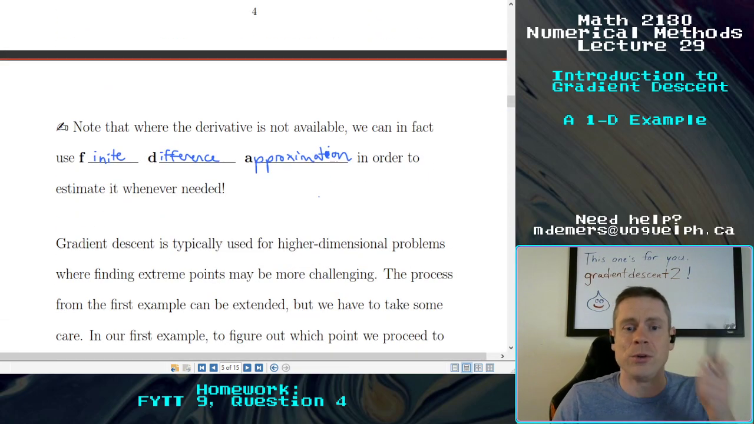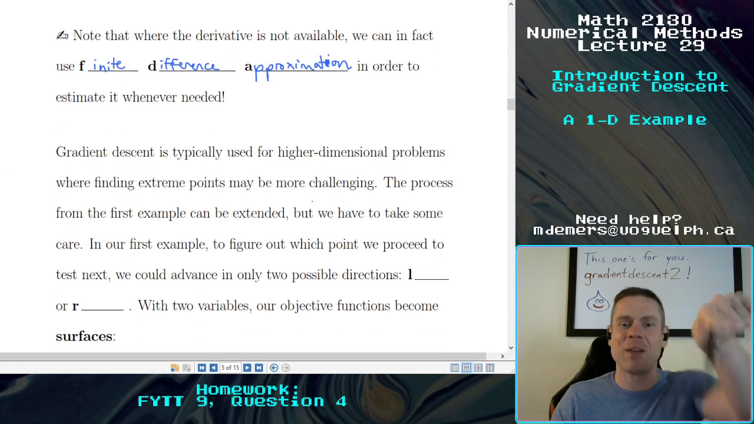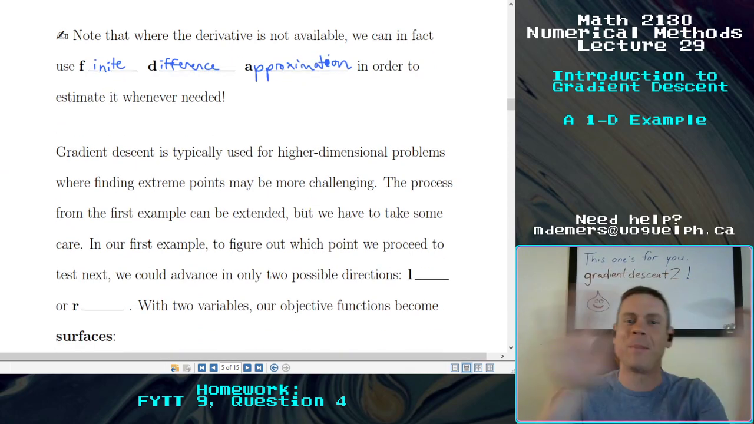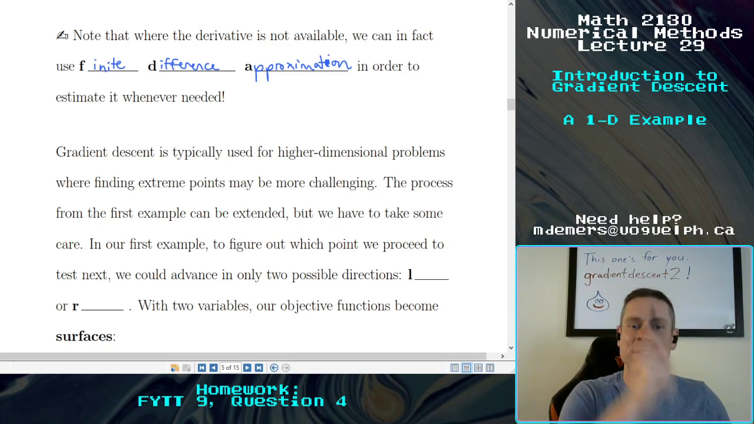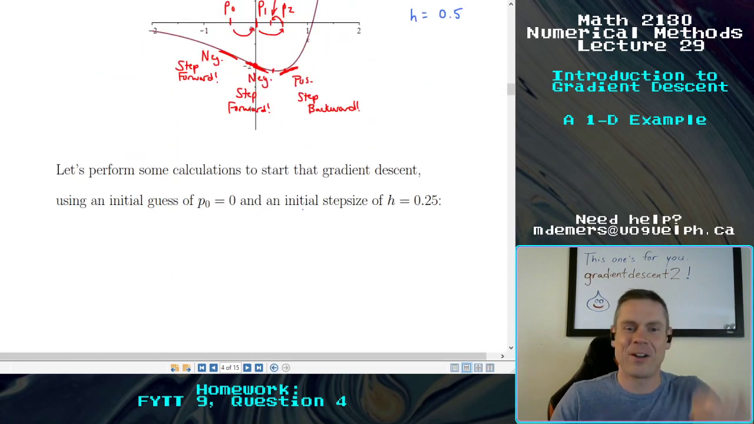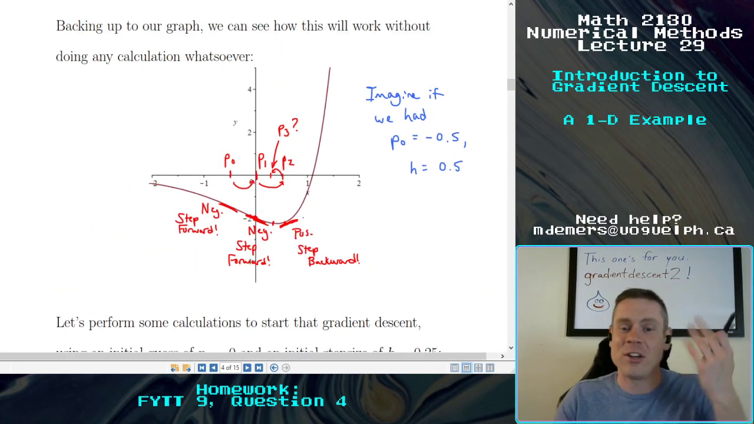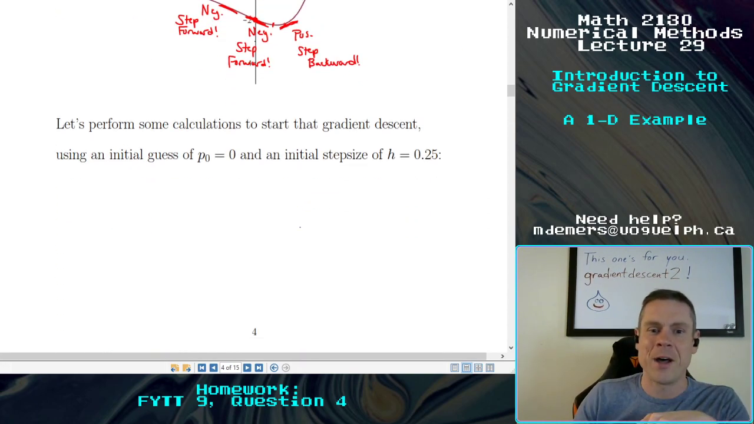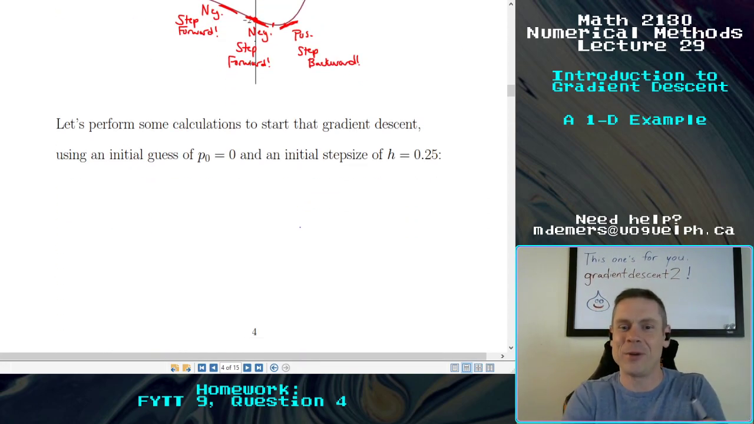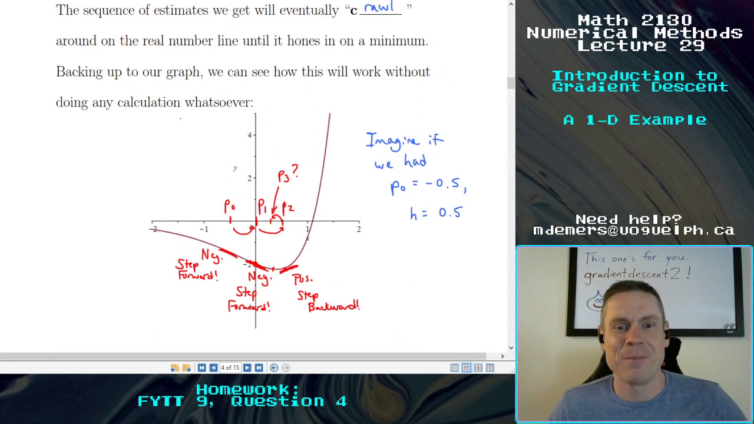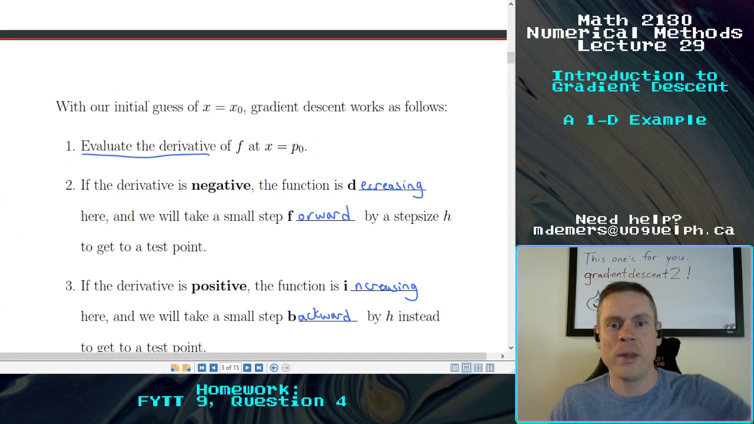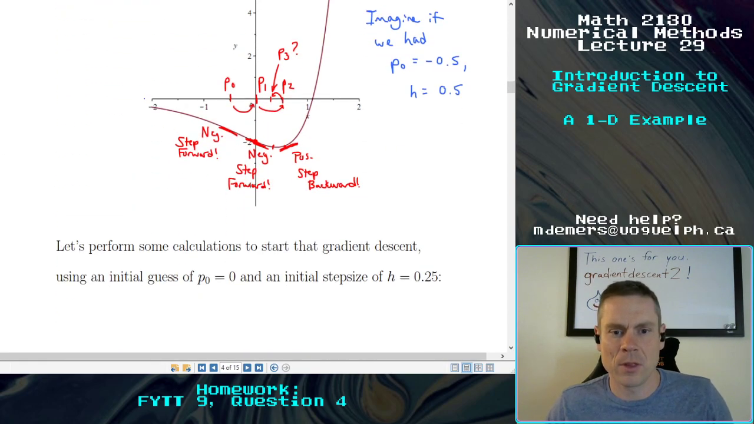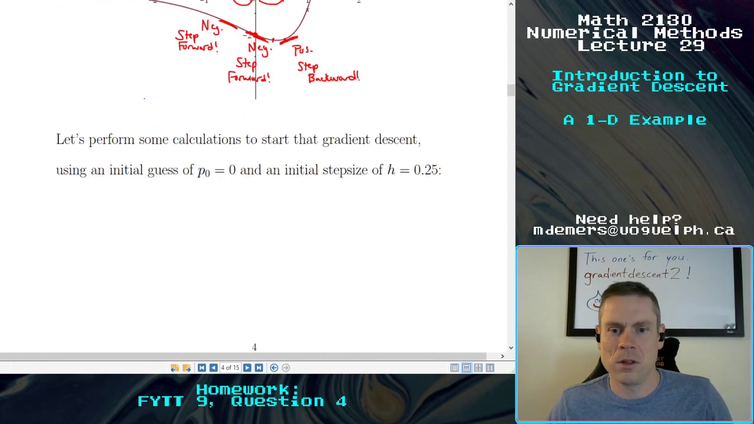Oh, shoot. So I wanted to do one more. This is going to be my next video. So this is a big preview of doing higher dimensional problems. What we're going to do is go back to that last example. I forgot that we had an example down here. And I said, let's actually do the calculations here. So with an initial guess of p0 equals 0, and initial step size of h equals 0.25, we can actually do the calculations. My apologies. So let's remind ourselves of the problem here. We had, what did we have for a problem?